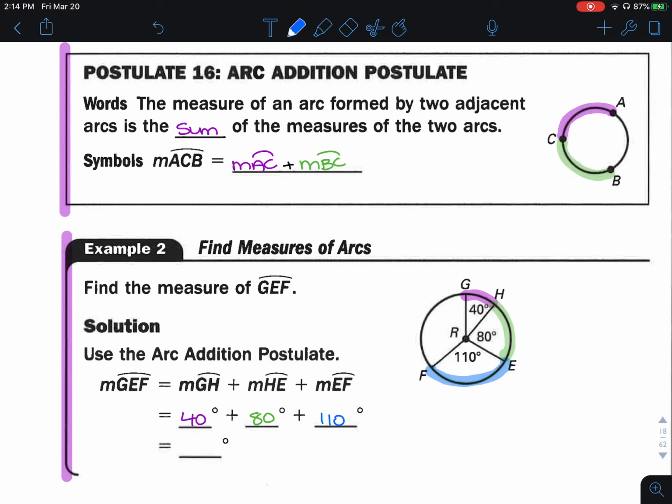Well, to get the measure of all those 3 added together, or arc GEF, add those numbers up, and I should get 230 as the measure of GEF.